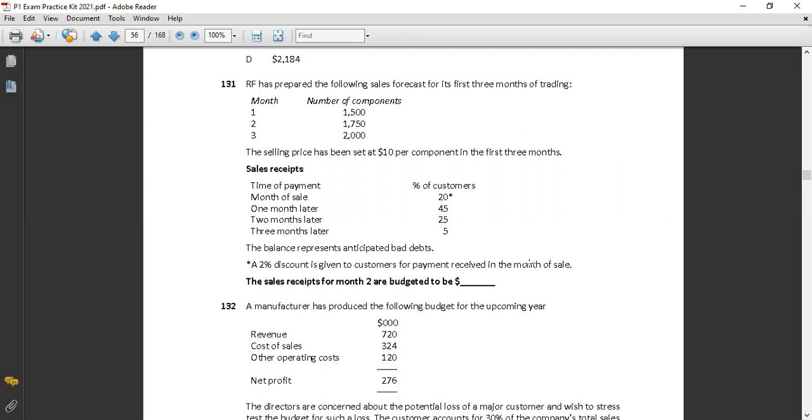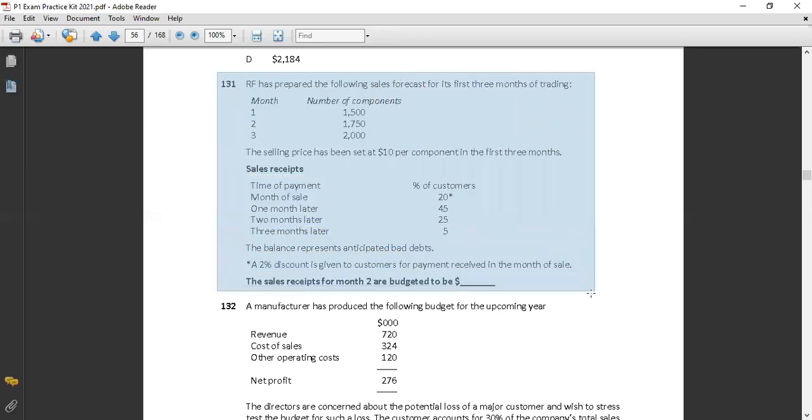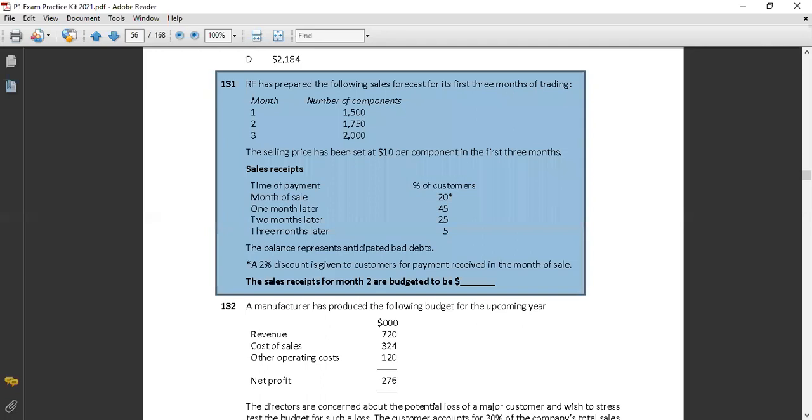So 20 plus 45, 65, 65, 70, 90, 95. So 5% is bad debts. After that, a 2% discount is given to the customers for payment received in the month of sales. The sales receipts for month 2 are budgeted to be. So let's put it for all the 3 months. We'll work out one full length question. Then we can pick out the second month.